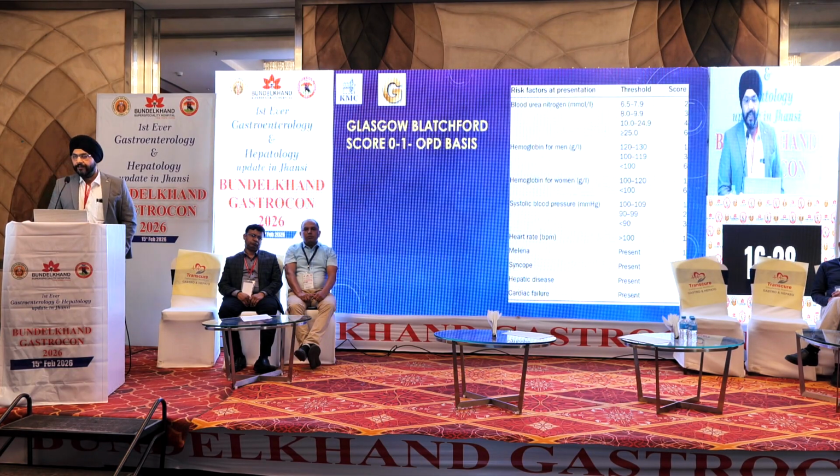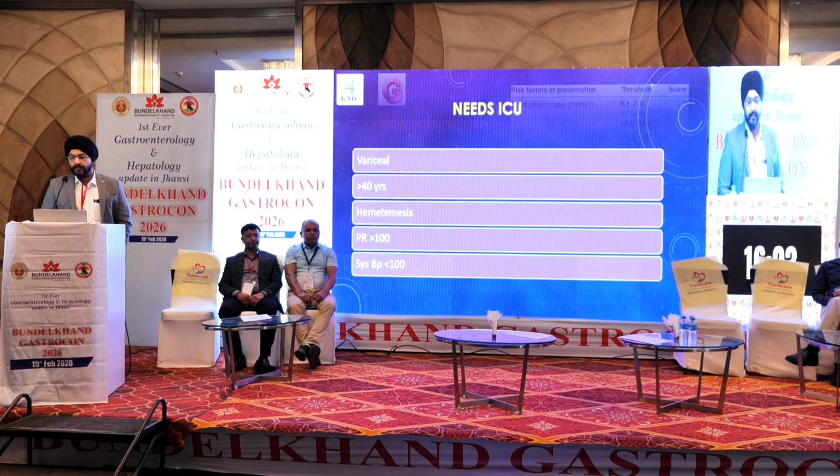We have various scoring systems which can be easily used in the era of smartphones. One score is the Glasgow-Blatchford Score. It basically takes into account the hemoglobin of the patient, which is readily available. If it is less than 10, they are given a score of 6 straight away. It takes into account simple things like systolic blood pressure, heart rate, melena, syncope, whether the patient has liver disease or cardiac failure, and the BUN. If the score is 0 to 1, it can be managed on an OPD basis also.